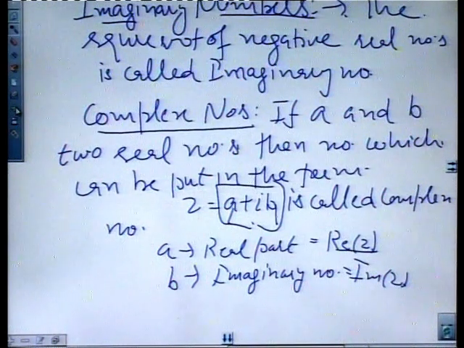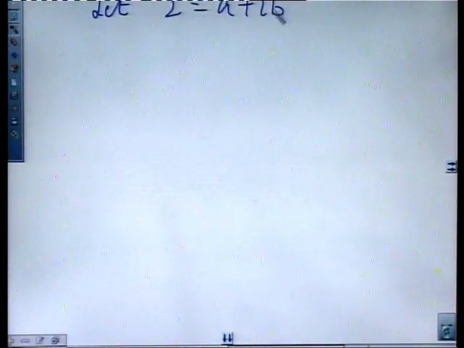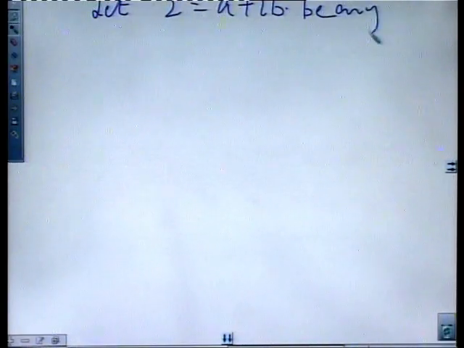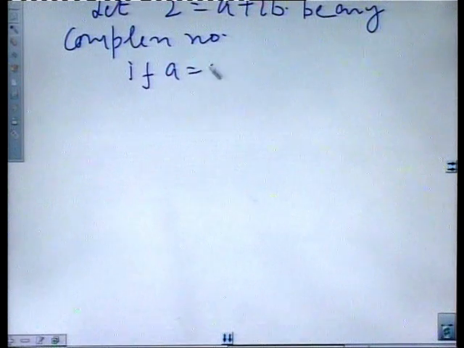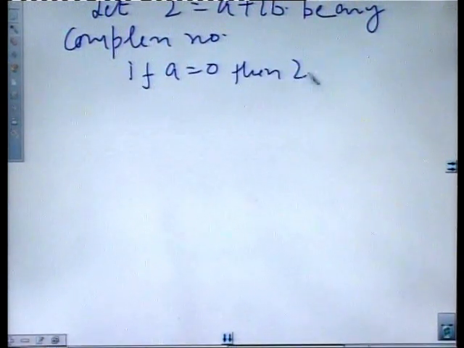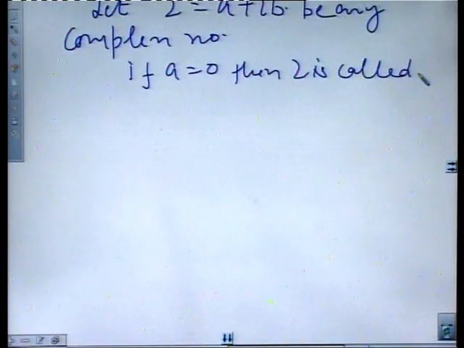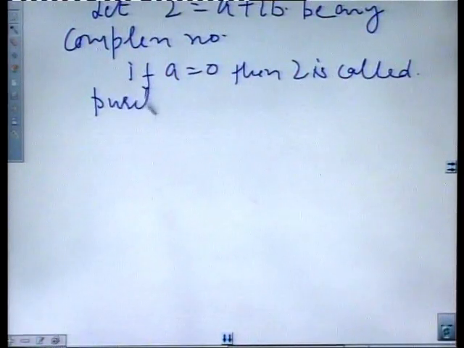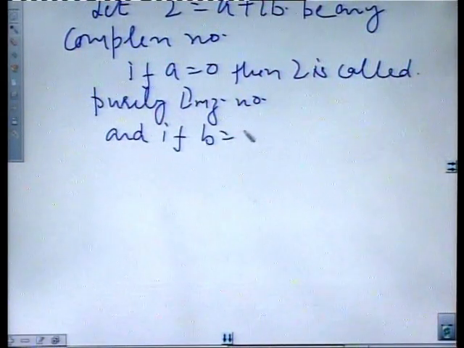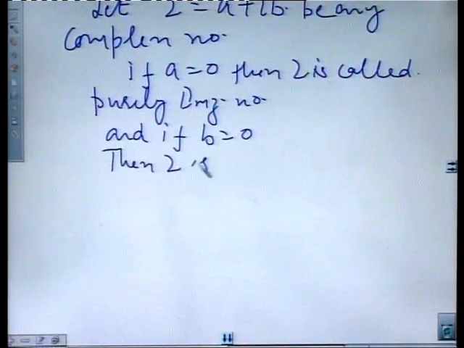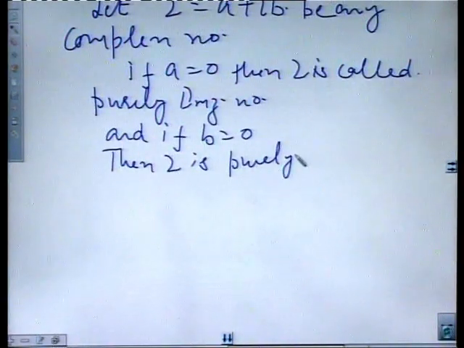Now, next is let Z is equal to A plus iota B be any complex number. Now, if A is equal to 0, then Z is called a purely imaginary number. And if B is equal to 0, then Z is a purely real number.